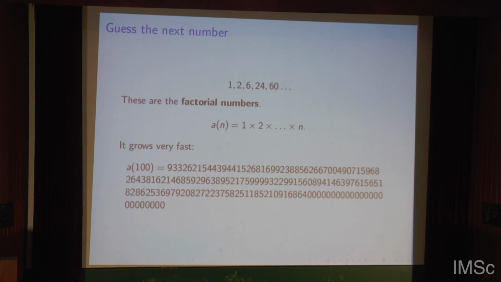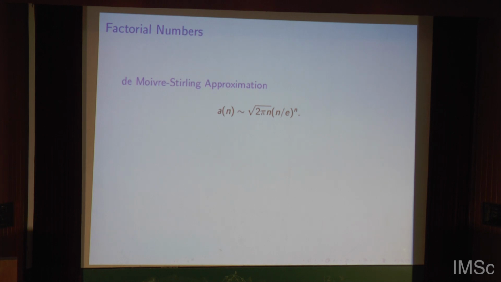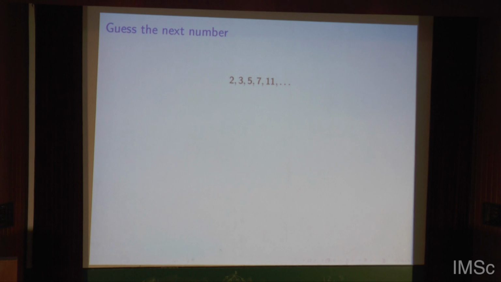This grows very fast. It grows faster than the Fibonacci numbers. And you can estimate its rate of growth and so on. What about this? Whoops. Prime numbers. So the next one is 13, right? And can you give me a formula for, what is the 100th prime number?